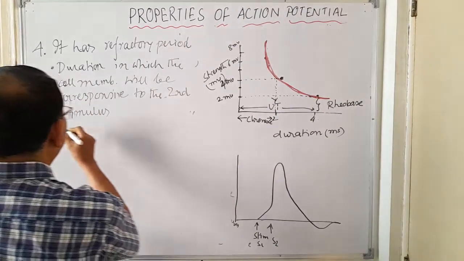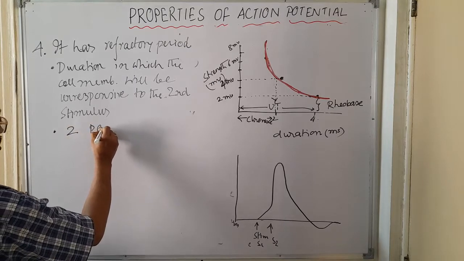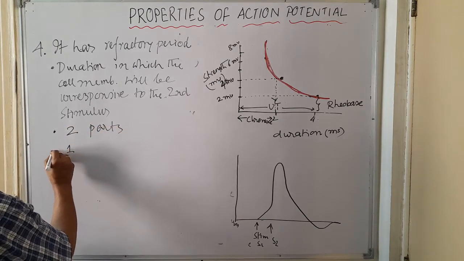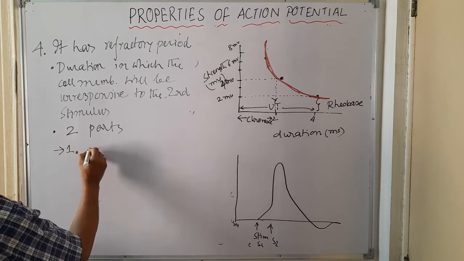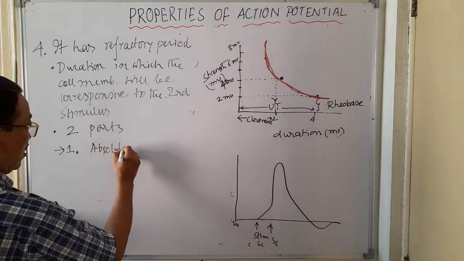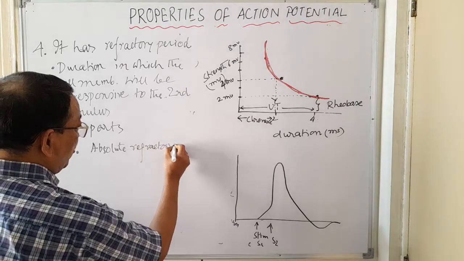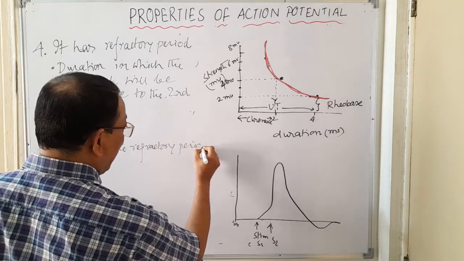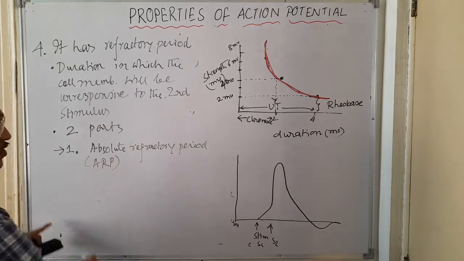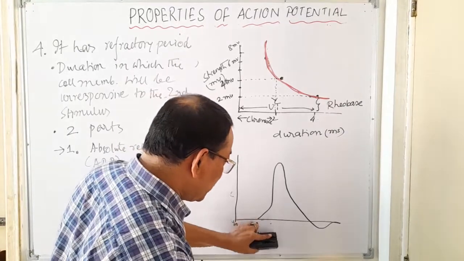And this period has two parts or two components. The first one is known as the absolute refractory period, or ARP. So what is this absolute refractory period? Up to this period, what happens?